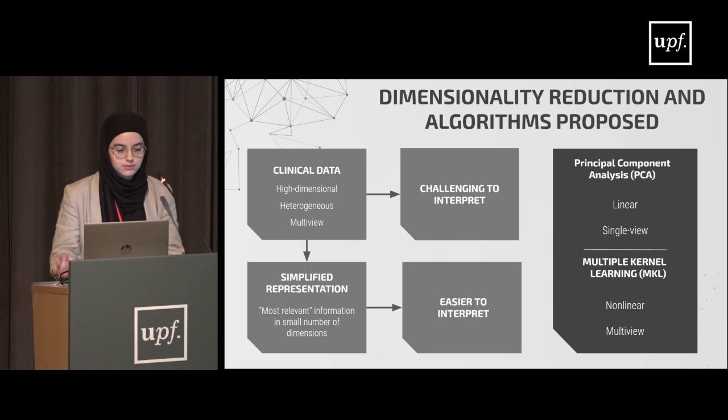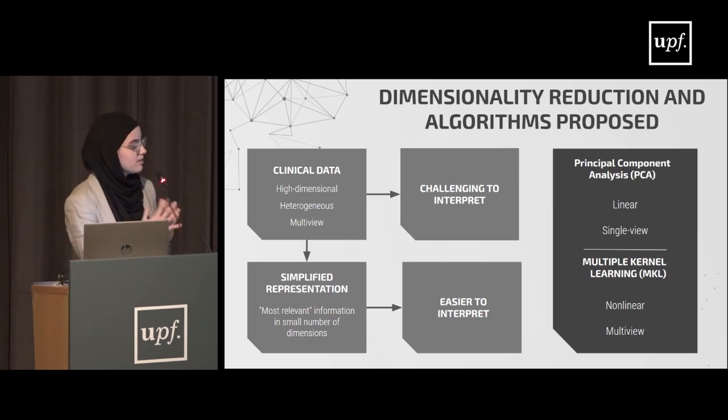Before going through the project, we have to talk about dimensionality reduction and its importance. Dimensionality reduction is very important in clinical work because clinical data is high dimensional and heterogeneous, so it can be very challenging to understand and interpret. Hence, it is important to simplify its representation, keeping the most important information in a small number of dimensions, which is easier to interpret and manage. We used two principal methods: principal component analysis, known as PCA, and multiple kernel learning, known as MKL. The main difference is that the first one is linear, while the second one is nonlinear.